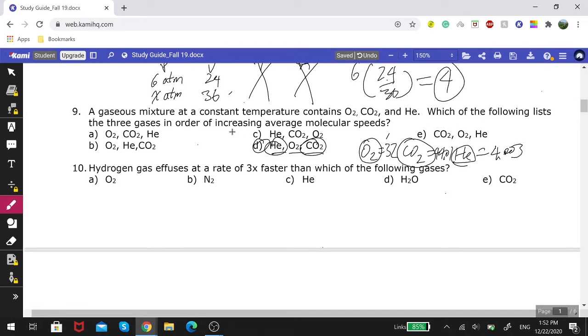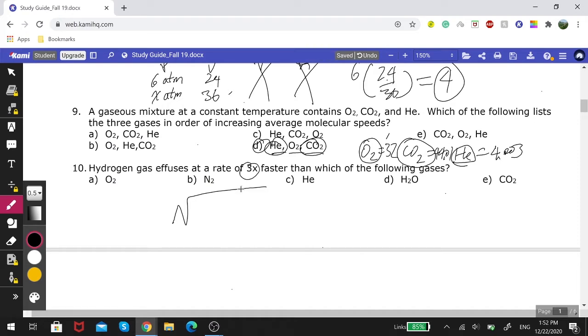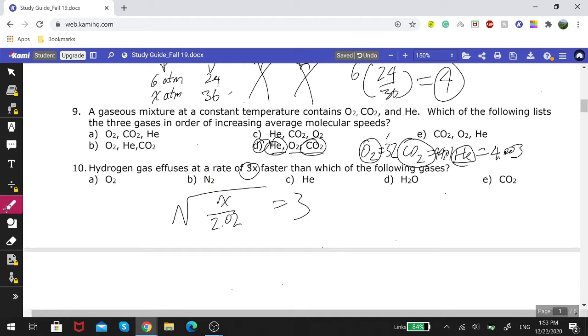Finally, we have number 10. Hydrogen gas diffuses at a rate 3 times faster than which of the following gases? So let's draw our little Graham's law. For our final answer, we want a number greater than 1 because we have a substance that travels 3 times faster. So the substance will go on the top and hydrogen will go on the bottom. Hydrogen gas is 2.02. And we put the X on top because we want a number that is equal to 3. Hydrogen travels 3 times faster than the gas. That means that gas will be heavier than hydrogen, and in order to get a number greater than 1, our heavier gas has to go on top.